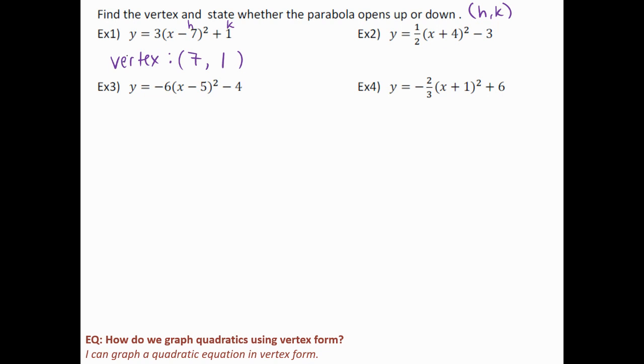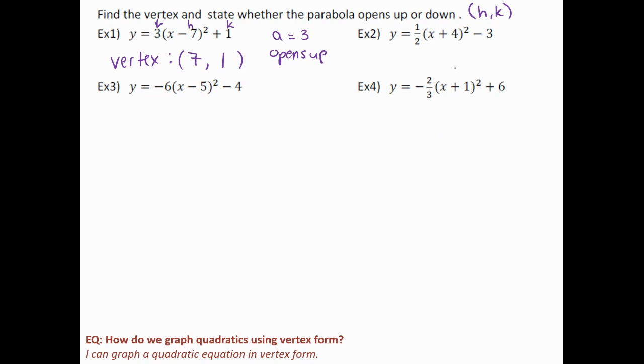And then to decide if it opens up or down, I'm going to check the number in front of the parentheses. So I'm going to check this number right here, which is a 3. And I'm looking for, is that number positive or negative? Since that's positive, I'm going to write a equals 3, so it opens up. If it opens up, that also means it has a minimum value. So it has a low point and then goes up and up and up forever.